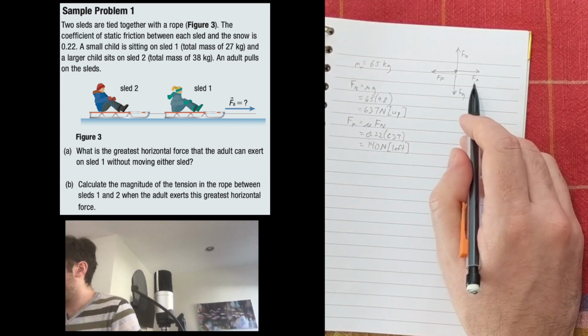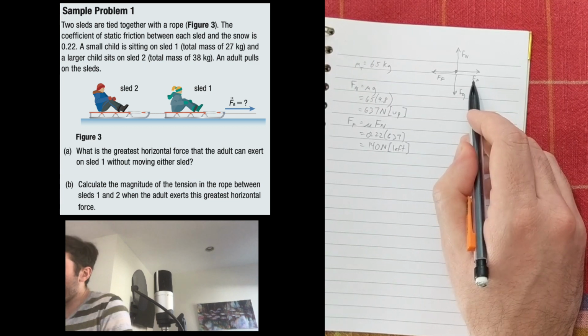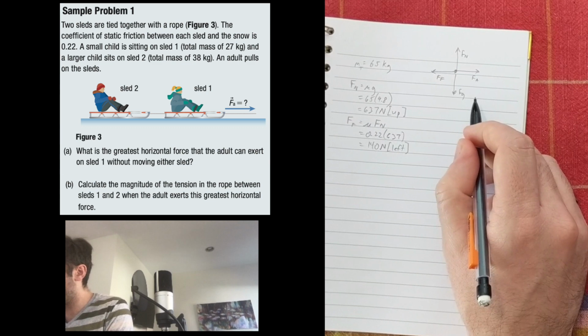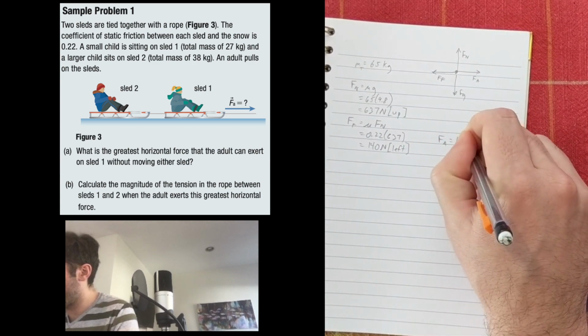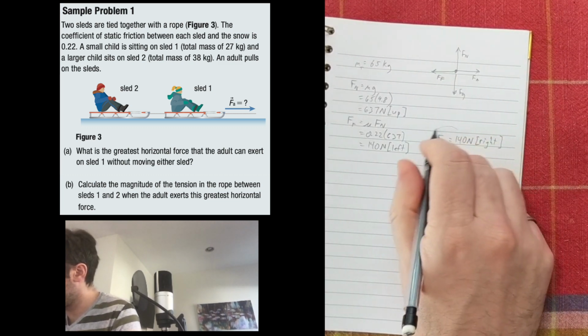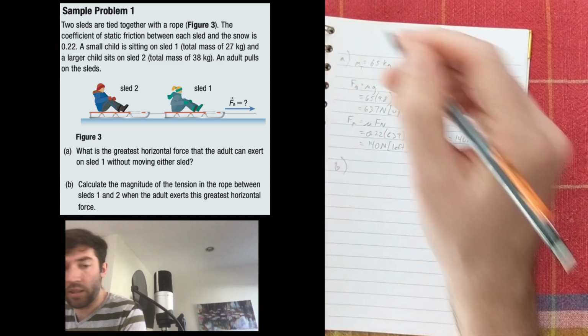So therefore, if the adult pulls with exactly 140 newtons, then the sled won't move. And if they increase their force just a little bit, that's when it's going to start to move. So the answer to this question is 140 newtons to the right. That's the maximum force the adult can pull with without moving the sled. That was part A. And now part B.